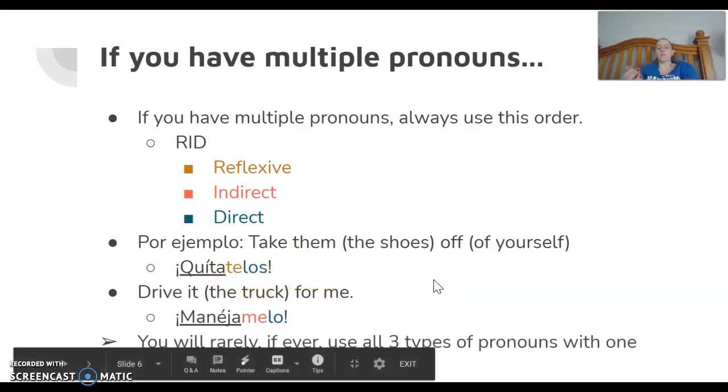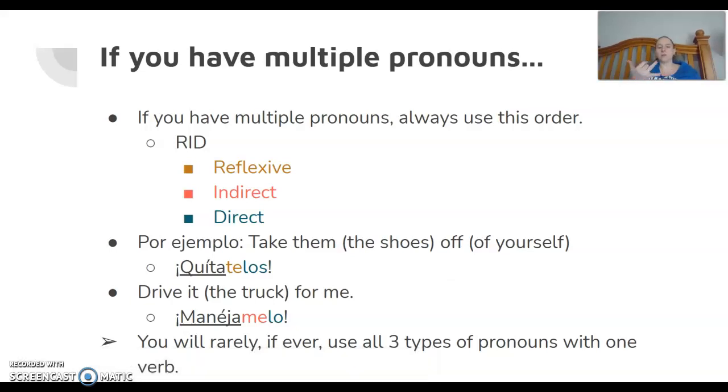Okay, you're never going to use all three types of pronouns with one verb. You're never going to do something to yourself for something else with something else. And that's just for any sentence, not necessarily with commands. If you have questions about two commands, let me know.